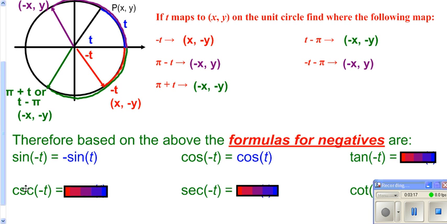Your cosecant, which is the reciprocal of sine, is going to follow the exact same sign or pattern as sine. So it would be the opposite of the cosecant of t. The secant of negative t is the reciprocal of cosine. So it's going to follow the same pattern as cosine did, and they'd be equal.